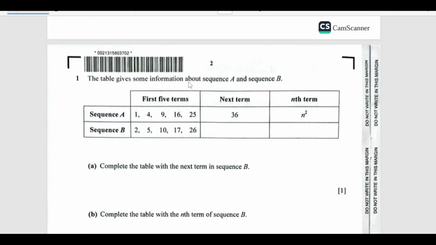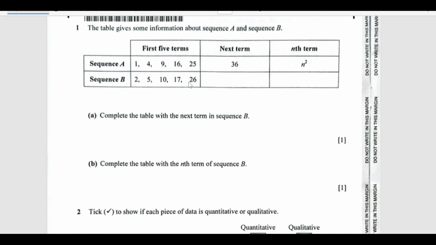So, let us start. The first question: the table shows some information about sequence A and sequence B. The first 5 terms are given, then the next term, and then the nth term. The first part is to complete the table with the next term in sequence B. Sequence B is here. For the next term we are going to see what the difference is. 2 plus 3 is 5, 5 plus 5 is 10... the differences are 3, 5, 7, 9, so we are adding 2 each time. That means the next difference is going to be 11. So, 26 plus 11 is 37, right.